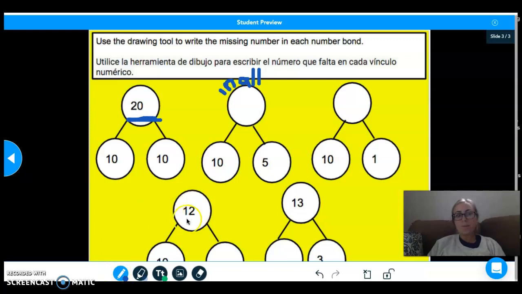For these two on the bottom, it gives us the big whole and one little part. So you need to find how to get the other little part. So I see that there's 10 here, and I can count on: 10, 11, 12, and then I can put that number here. Or I can use my big whole 12 and take away 10 to see what my other little part could be. Okay, have fun.